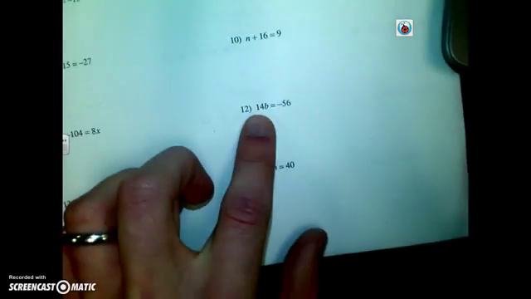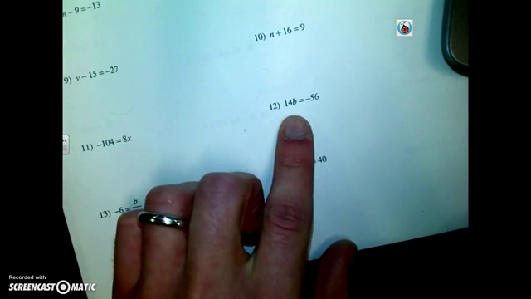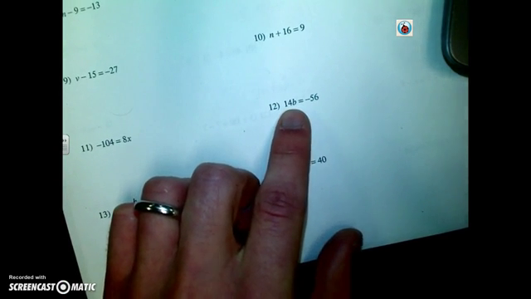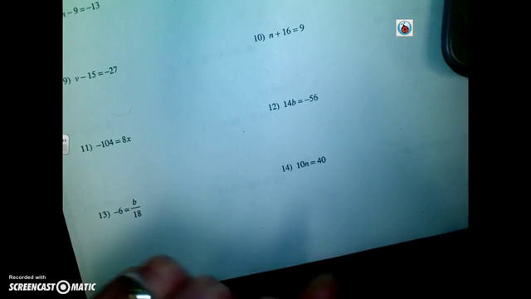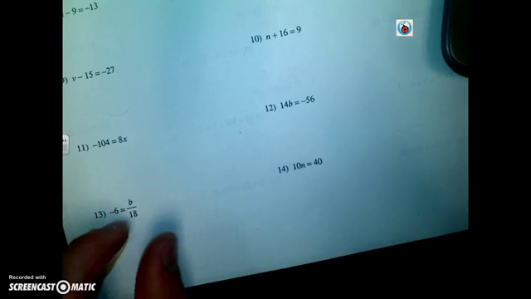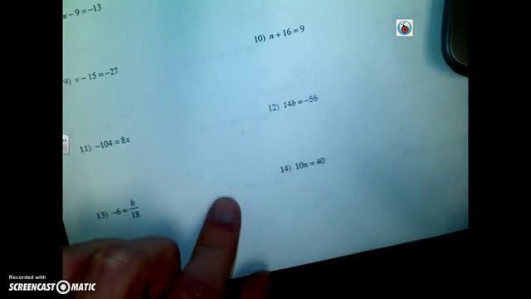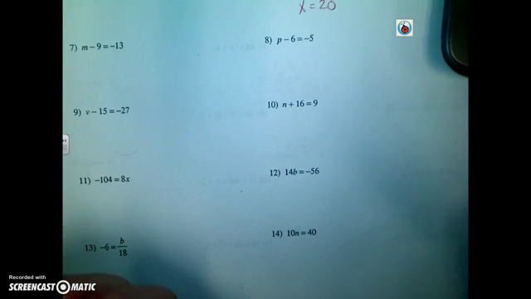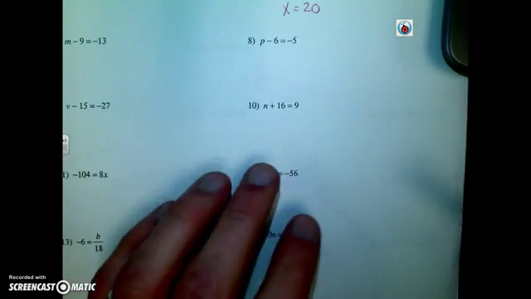And then regardless of what's going on, we're just doing the opposite. So if this is 14 times b, you might want to be dividing both sides by 14. We have a fraction here, b divided by 18. You might want to multiply both sides by that 18 there. So just doing the opposite of what's with the variable to get it by itself, or whatever our variable is.